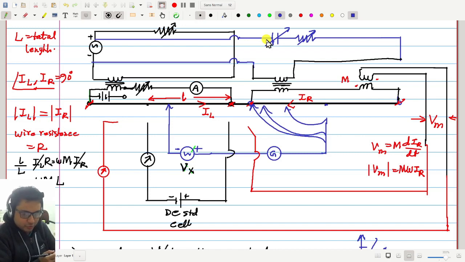What is the simplest thing you can do? You can just reverse the terminals of this transformer on this side, right? Then this voltage will get reversed. Similarly for this side also, if you do not get null and if you get minimum deflection at the 0 position, then you may need to reverse this transformer.